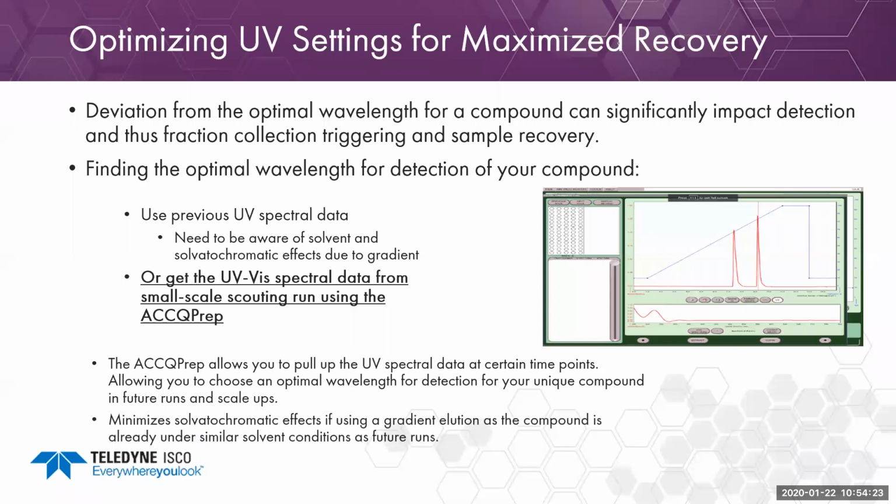The nice thing about it is also as you're running the gradient, the point in time that compound is coming out is going to be the same solvent composition on future runs. So you don't have that solvatochromic effect where that peak is shifting, where I ran the UV at 10%, but really it's eluting at like 70% composition.